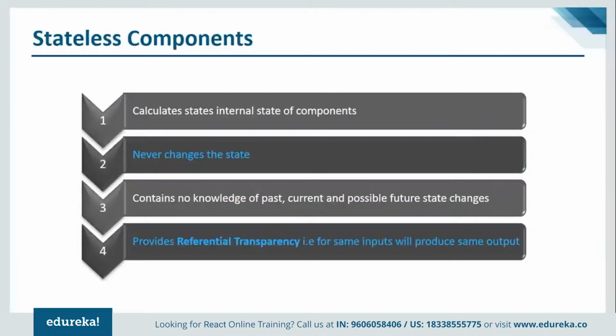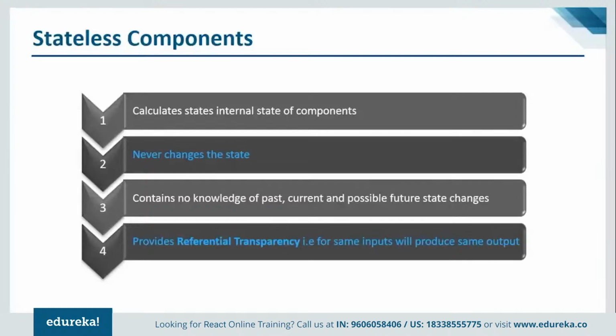Next, we have the stateless components. These are the stateless components which always calculate the internal state of a component. They can never change the state. Moreover, they do not contain any knowledge of the past, current, as well as possible future changes of the state of a component. These stateless components provide referential transparency. That is, for the same set of inputs, they will always generate the same output. Thus, these components are called the dumb components.